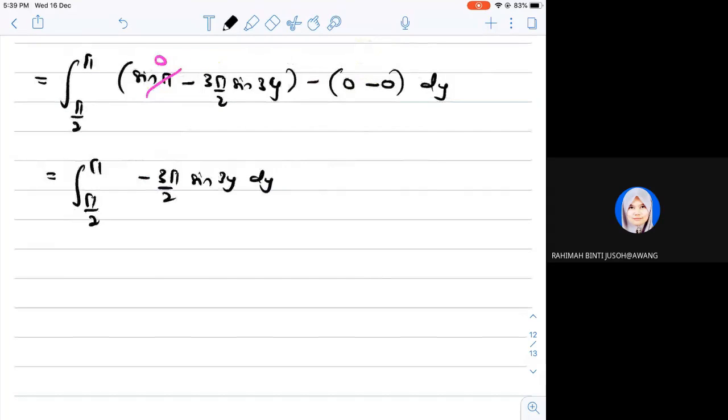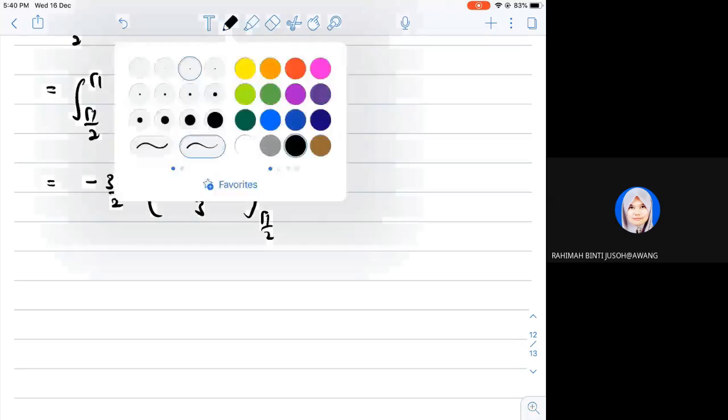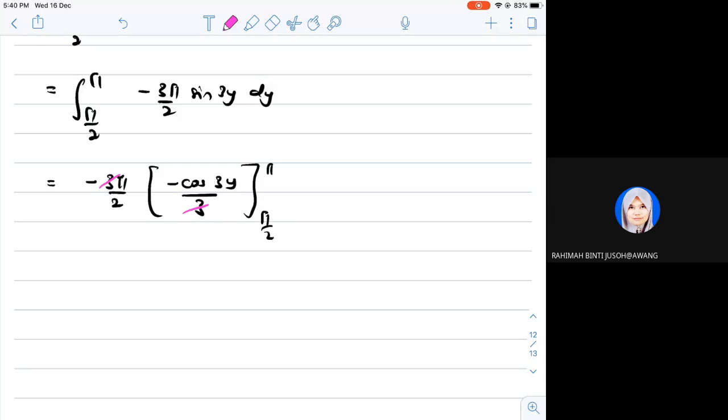So of course, you can take out negative 3 pi over 2 because it's just a constant, isn't it? So integrate sine, we will get negative cos, right? So negative cos 3y over 3. So substitute pi over 2 and pi. Of course, in this case, we can cancel this 3. Negative, negative also becomes positive.